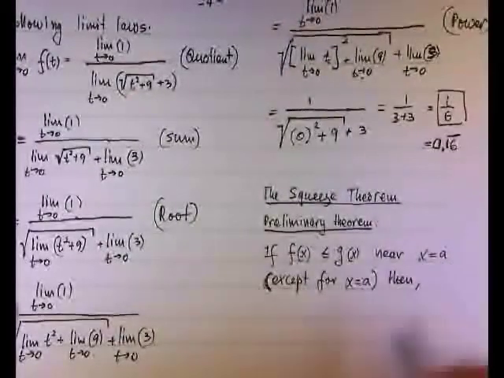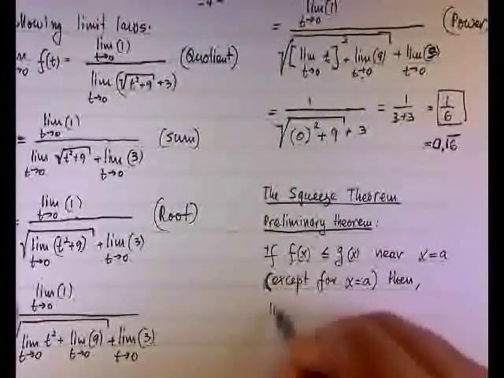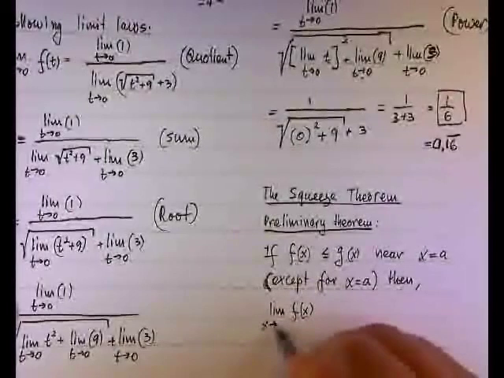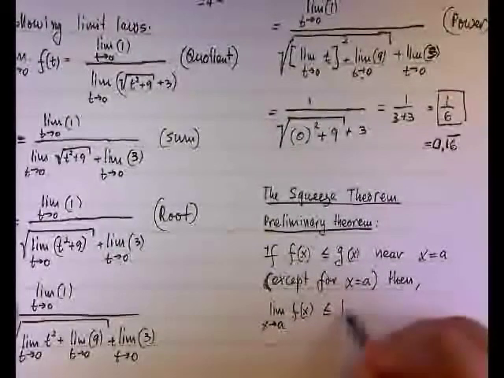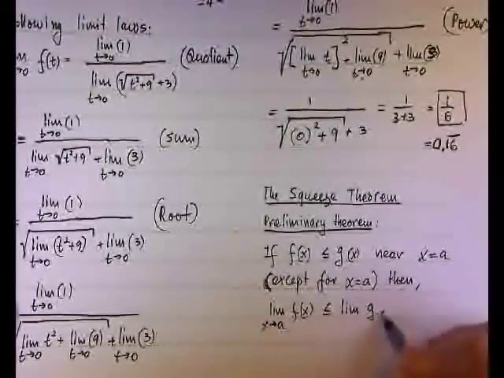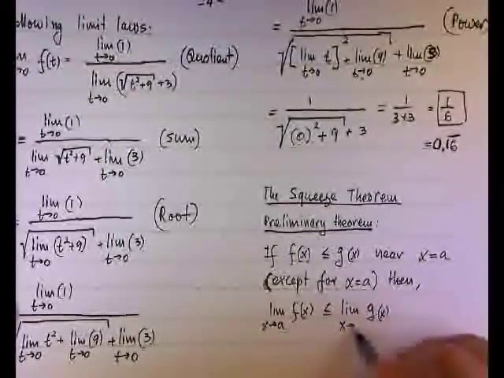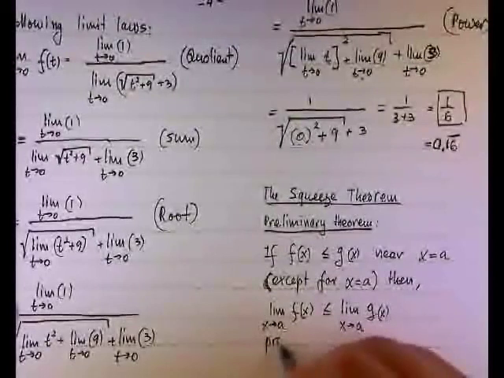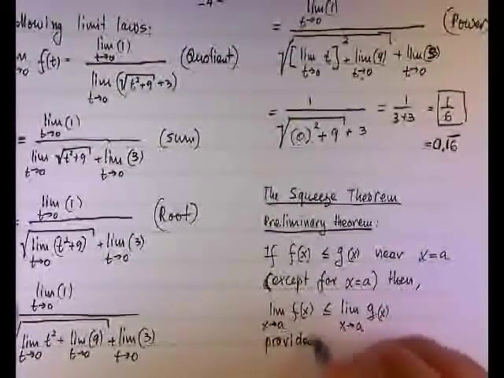Then this particular theorem says that the limit of f of x as x approaches a has to be less than or equal to the limit of g of x as x approaches a. Okay. And provided that both limits exist.